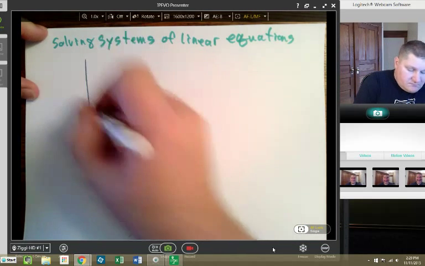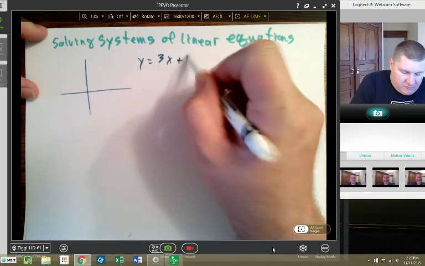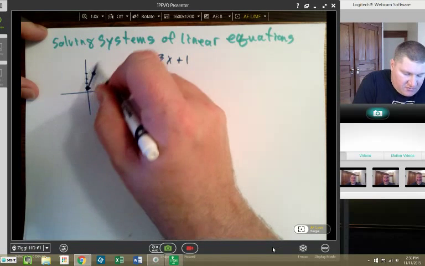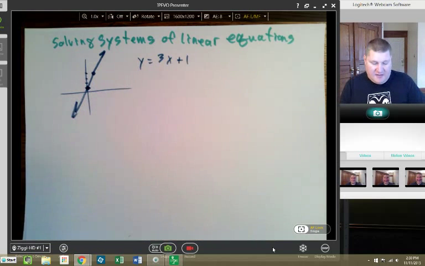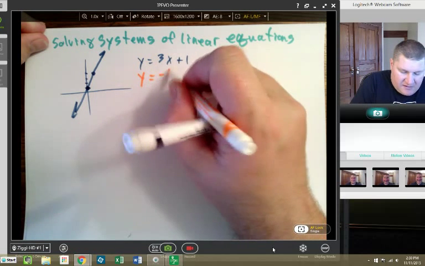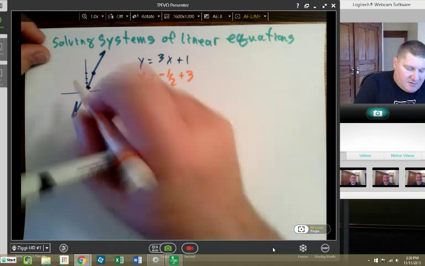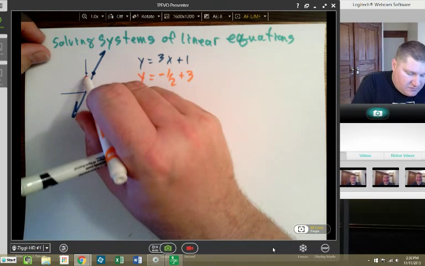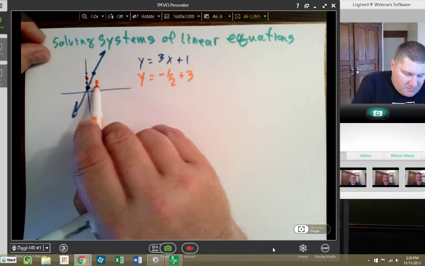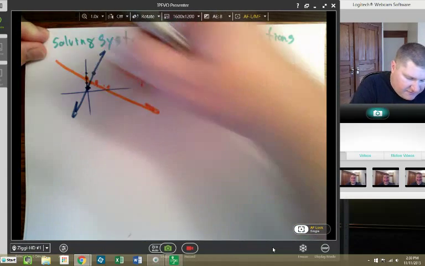Now, I can have a linear equation. If I have y equals 3x plus 1, I go up 1, and then from there I go up 1, 2, 3 over 1, and draw a line. That's a perfectly good line, and that is a linear equation. But if I have another line, y equals negative 1/2 x plus 3, I'm going to go up 1, 2, 3, and then from there go down 1 over 1, 2. Down 1 over 1, 2. And from there I can put that line on the graph.